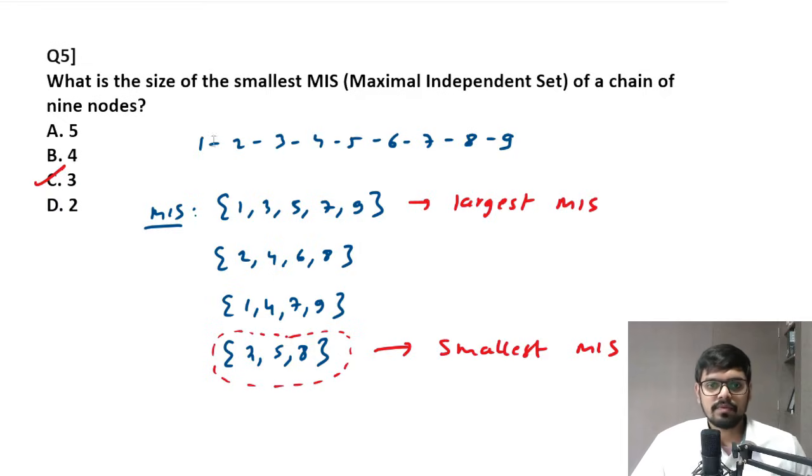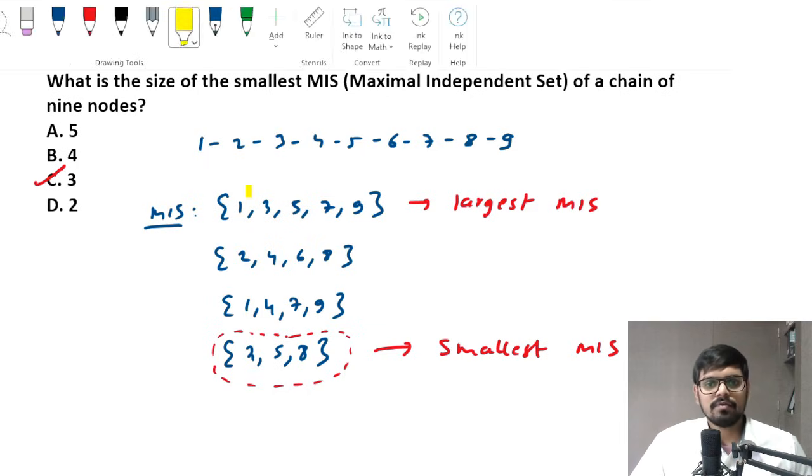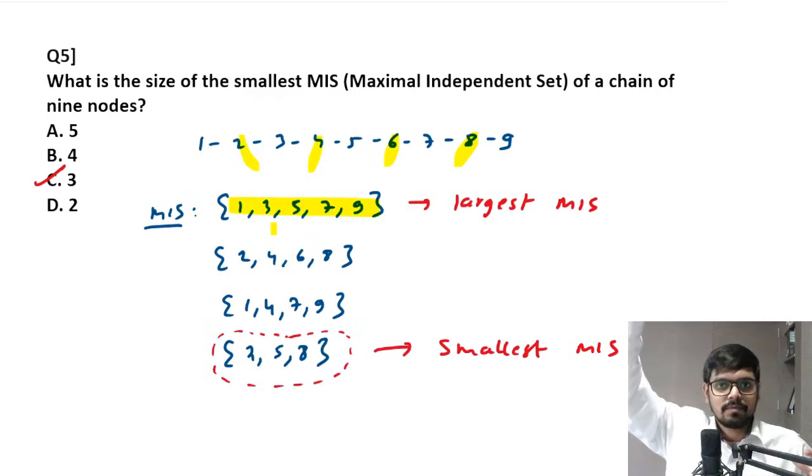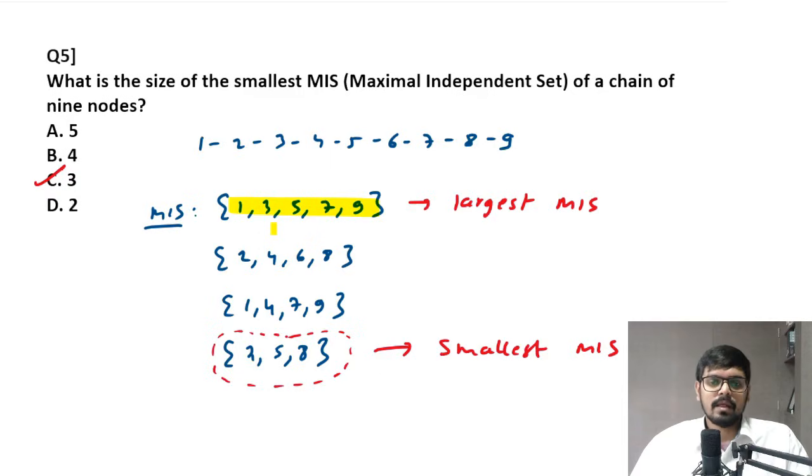One of them is alternate vertices from 1. So 1, 3, 5, 7, 9. Okay, if I take 1, 3, 5, 7, 9, this is a set of independent vertices, because if you try to add any other vertex, you will find neighbors among 1, 3, 5, 7, 9. So this means no other vertex can be added to this set. Therefore, this is a maximal independent set. This is what the definition of maximal independent set said. And finally, I'm going to say the size is 5.